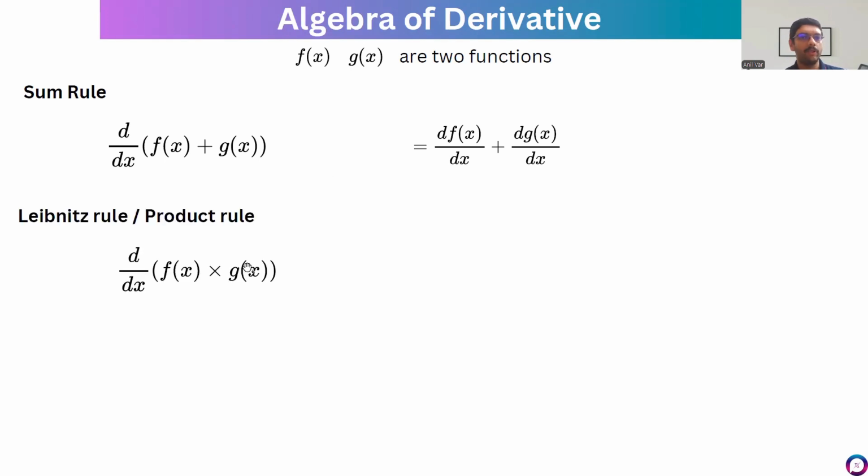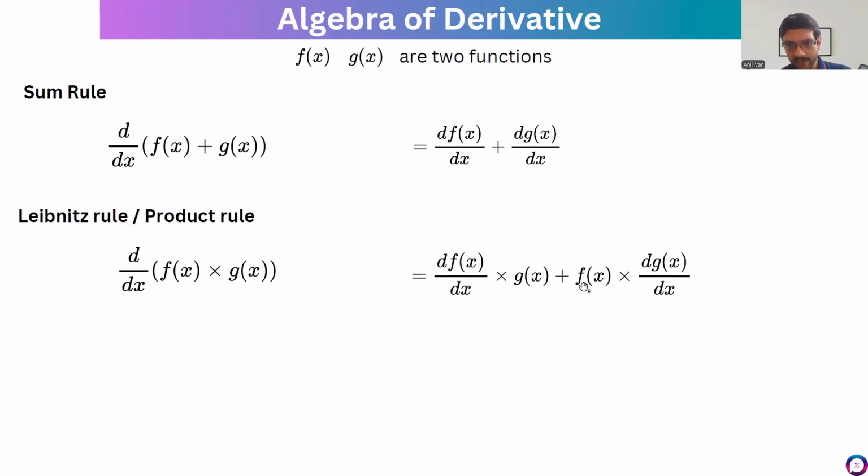The second rule is the product rule. So you've got two functions, f of x times g of x, and you want to find the derivative of that. Then the rule says that you say d by dx of f of x. So you take the derivative of this and you multiply that by g of x. There's no derivative here. And then you say plus.